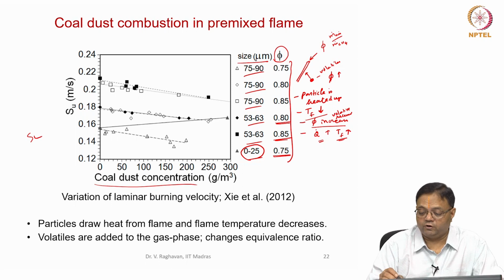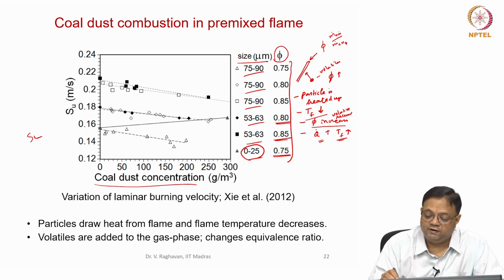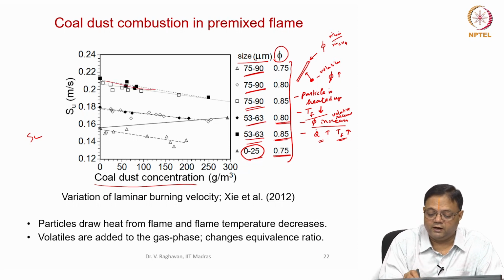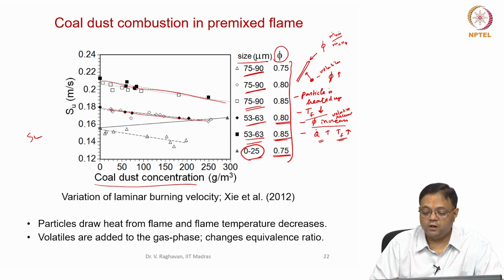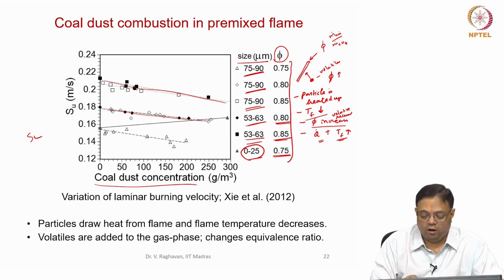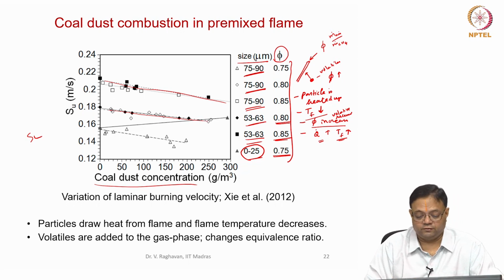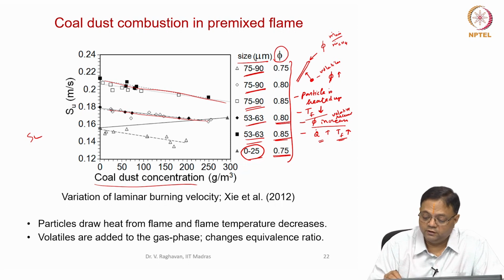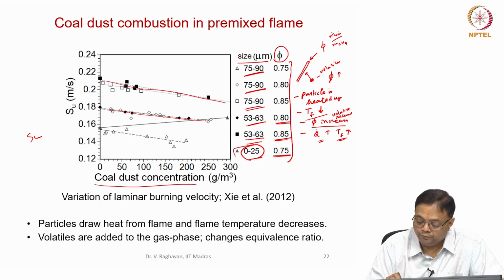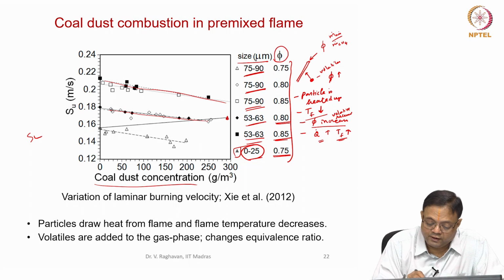So we can see that for most of the cases, especially when the particle sizes are 75 to 90 micron or 53 to 60, in all these cases you will see a decreasing trend in the SL when the dust concentration is increased. Only one case, this triangle, you can see there is an increasing trend.